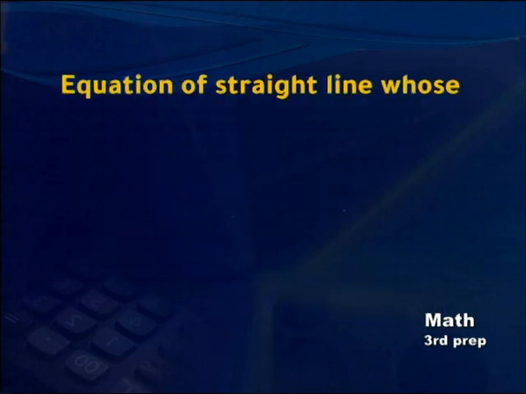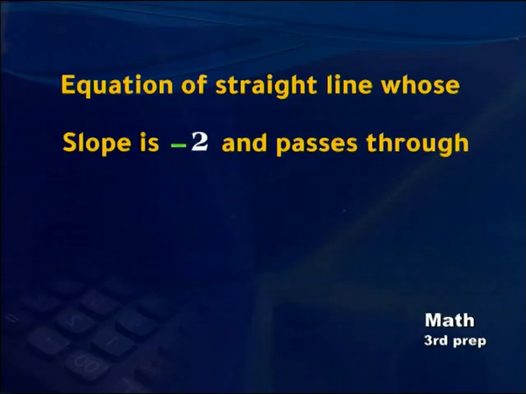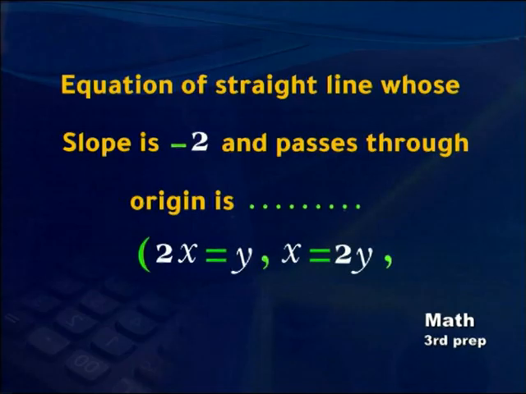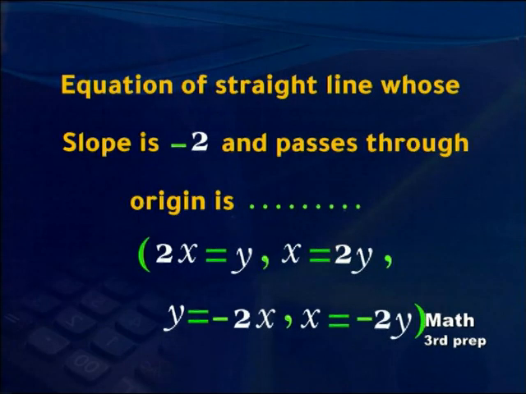Another example, the equation of the straight line whose slope is -2 and passes through the origin is what? Is it 2x equals y, or x equals 2y, or y equals -2x, or x equals -2y?